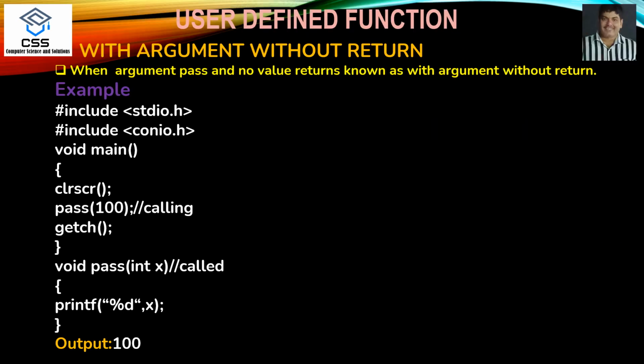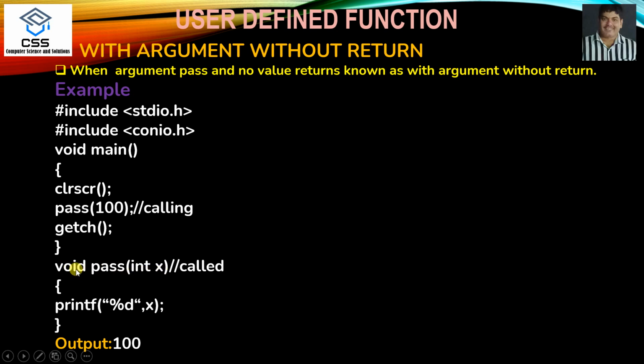Let's first come to with argument without return, which means an argument is passed from the calling module to the called module but no value returns. That is known as with argument and without return. Here pass is a user defined function, and 100 is the parameter or the argument to be passed. The 100 will be stored in the x variable because one argument of integer data type is passed, which means the type and size in the calling module must be equivalent to the type and size in the called module. One integer has to be received in int, and the variable is x.